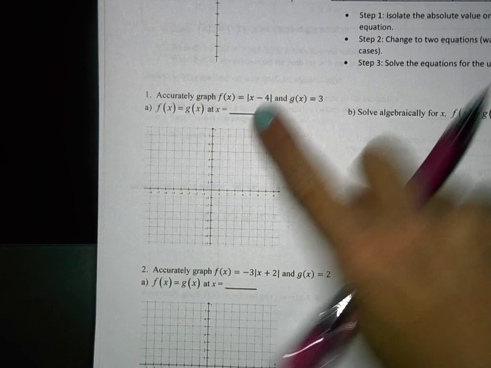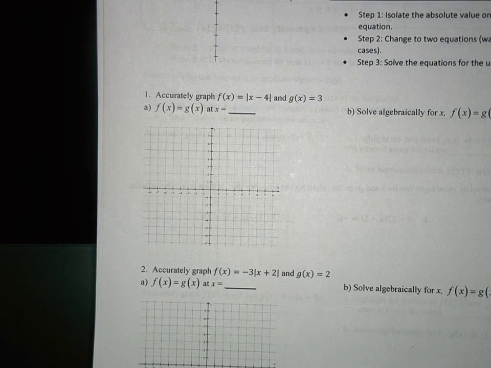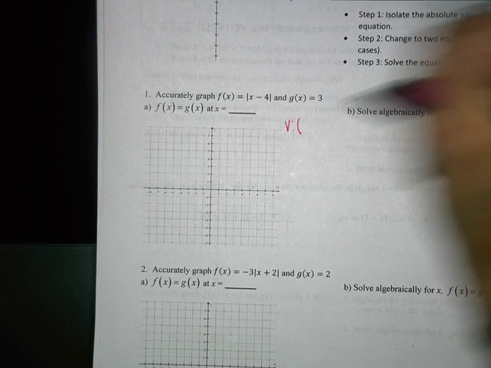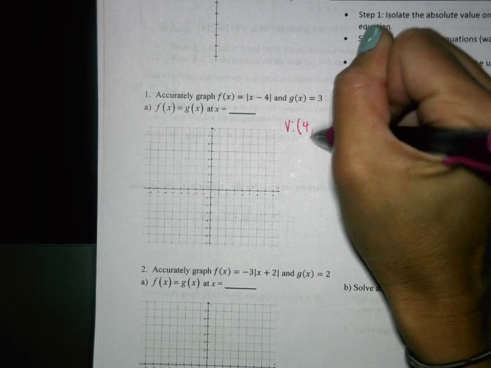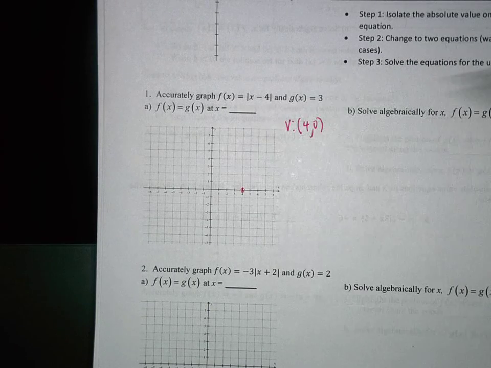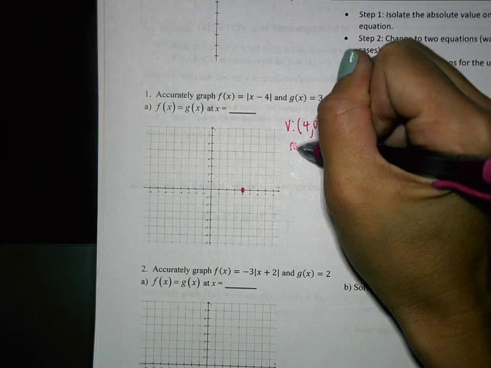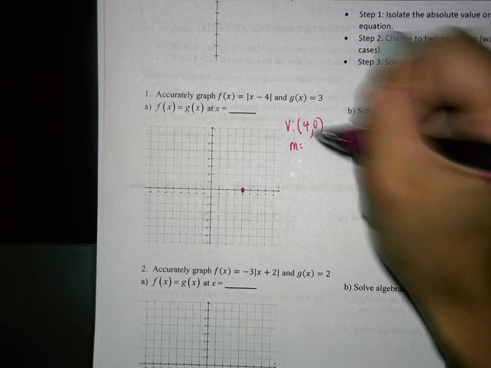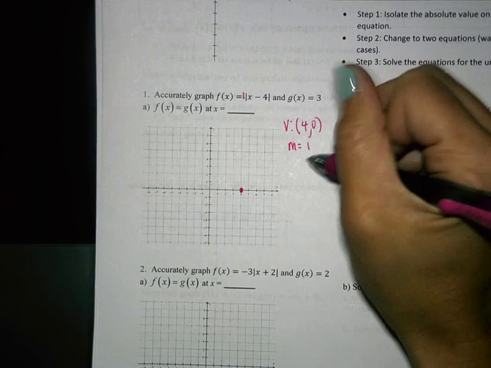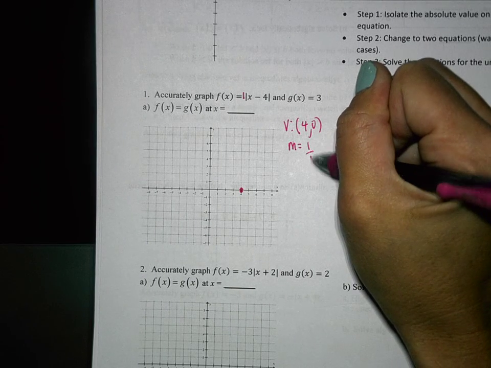So if I were to graph my f of x equation, where would I go first? My vertex would be at what? 4, 0. Very good. And so we're going to go right 4 and up 0 and make a point. And then what is my slope on this one? 1. The slope is always in front. If there isn't a value there, it's 1, and specifically that is 1 over 1.